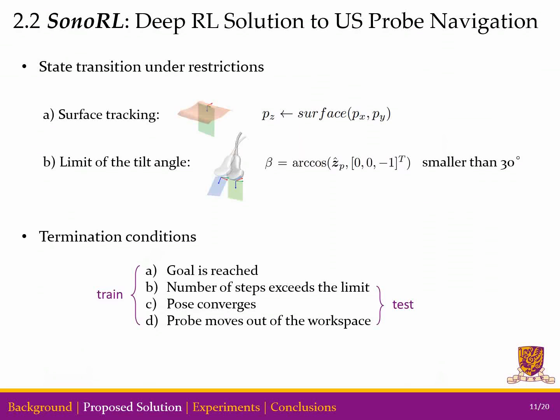The termination conditions include A. The goal is reached. B. The number of steps exceeds limit. C. The pose of the probe converges. And D. The probe moves out of the workspace. Only the last 3 conditions will be used in the testing phase, as the goal position is assumed unknown to the agent.